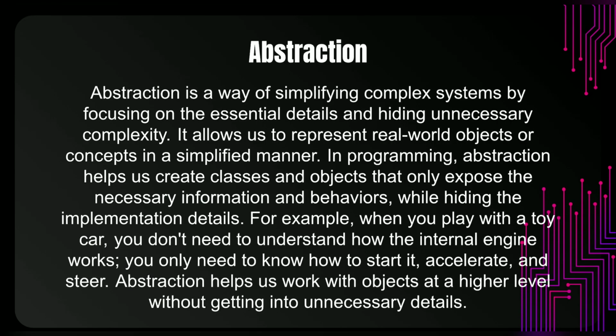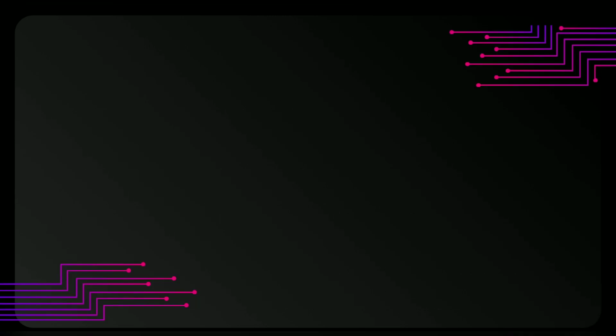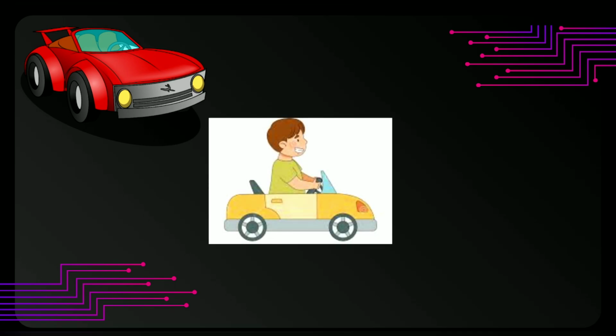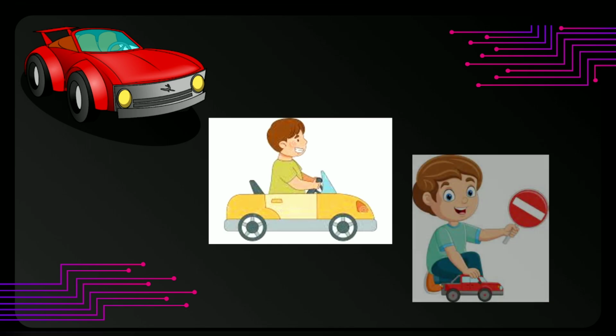Now the next one is abstraction. Abstraction means simplifying things by focusing only on the important parts. Think of it as having a toy car that we can play with without needing to know how it works inside. You can start it, make it move, and stop it without knowing all the complicated details.